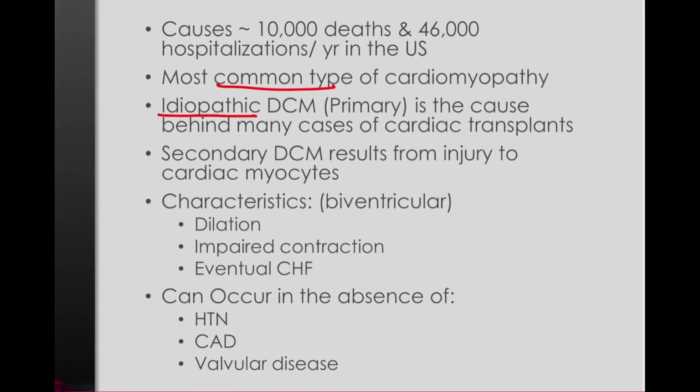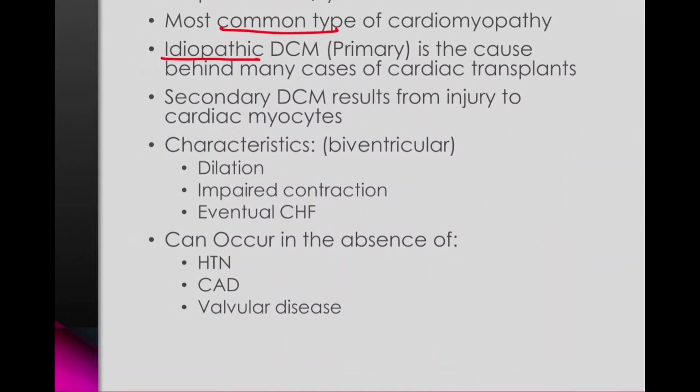Characteristics of a dilated cardiomyopathy: biventricular, usually both ventricles are going to be affected. Dilation, the chamber size gets big. Impaired contraction, all those myocytes are now lengthened. Remember what we talked about? Go way back to skeletal physiology.